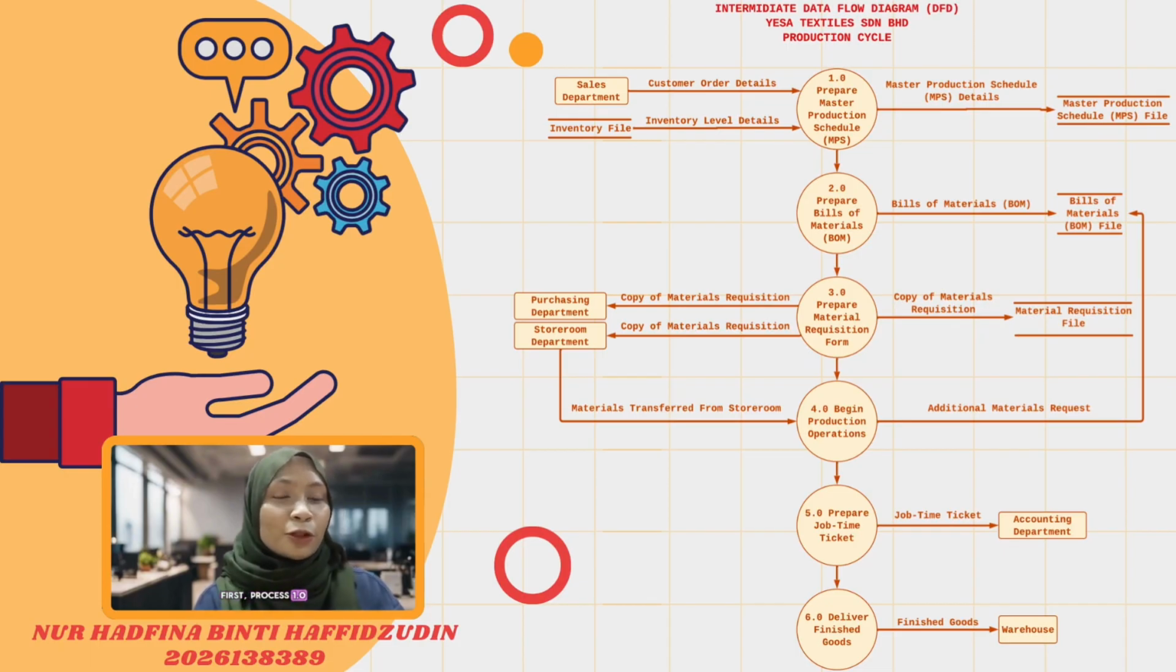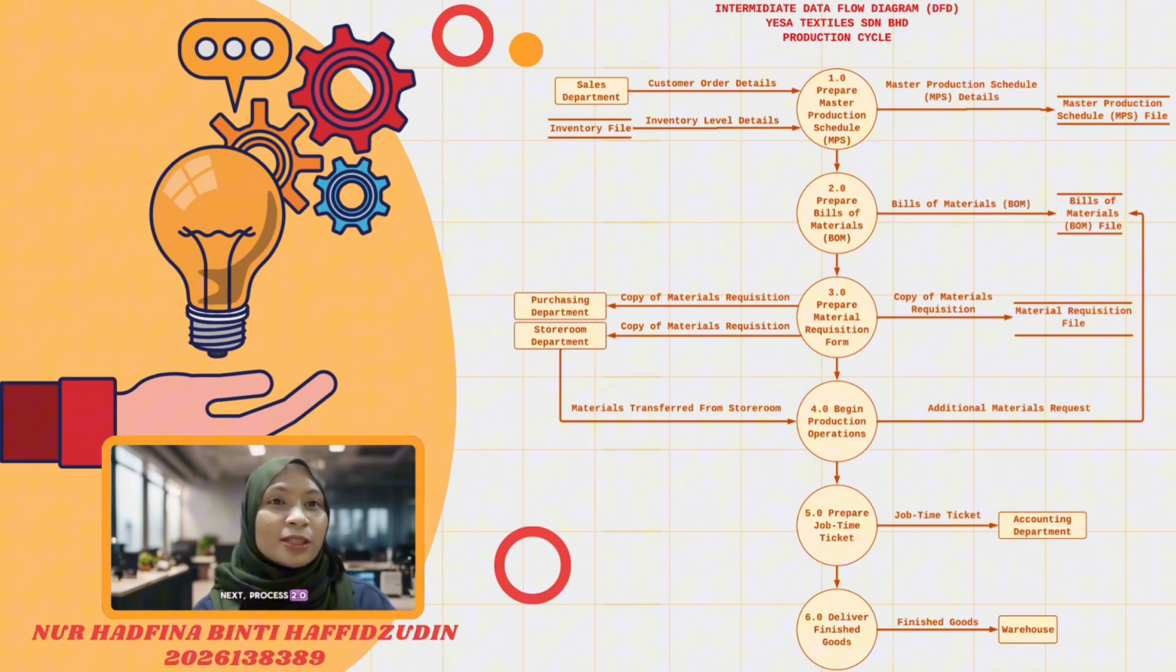First, process 1.0, prepare master production schedule, MPS. This process takes two pieces of information, customer order detail from the sales department and inventory level detail from our inventory file. The system combines this data to create the schedule, which is saved in the master production schedule file.